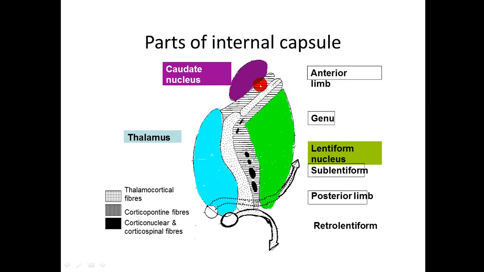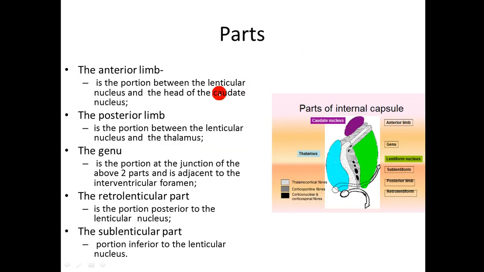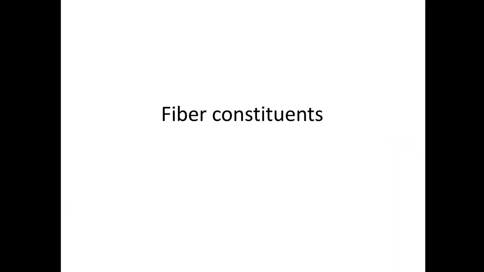The anterior limb will lie between the lentiform nucleus here and the head of the caudate nucleus. The posterior limb will lie between the lentiform nucleus and the thalamus, and the genu is the portion between the anterior limb and the posterior limb. The retrolentiform part is behind the lentiform nucleus, and the sublentiform part is below the lentiform nucleus.